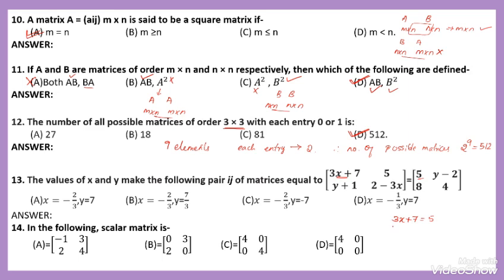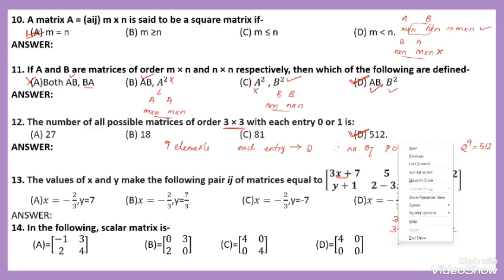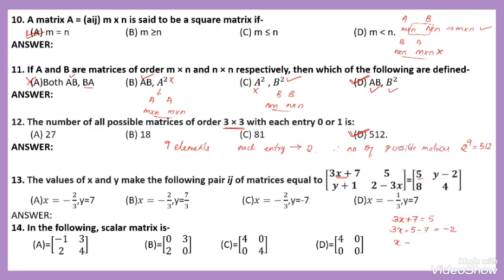We want the x value, that's why I will take x. Taking plus 7 to the left side, it becomes minus 5 minus 7. Then minus 2. We want the x value. x is equal to minus 2 by 3. Otherwise, you can check 2 minus 3x equals 4. Both answers should be the same.